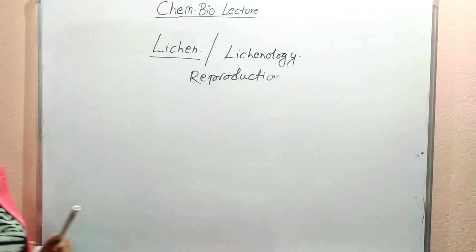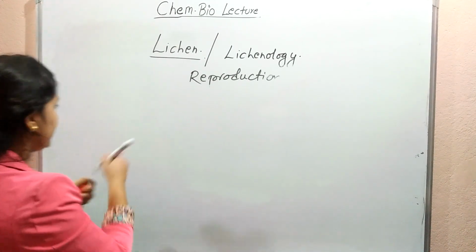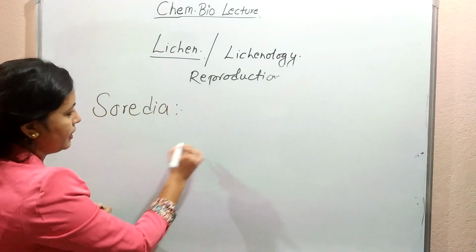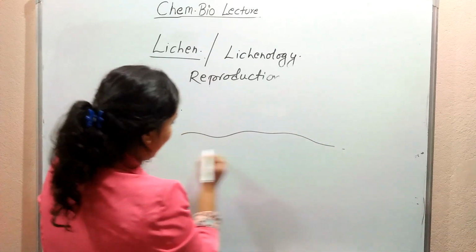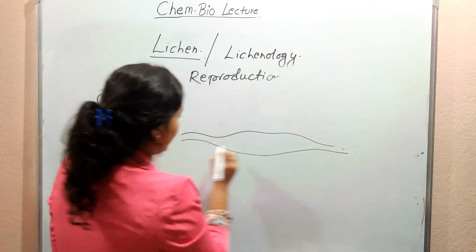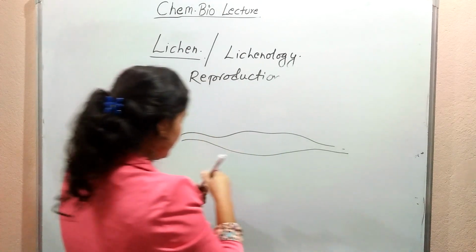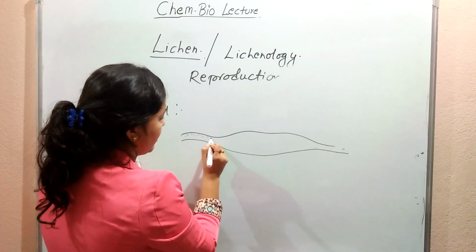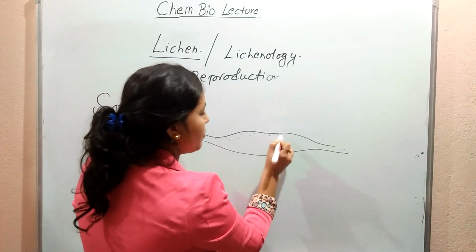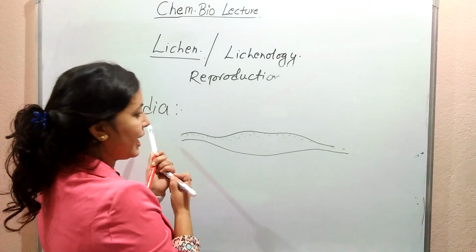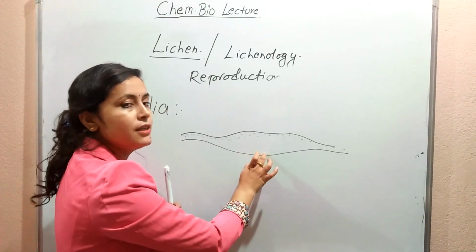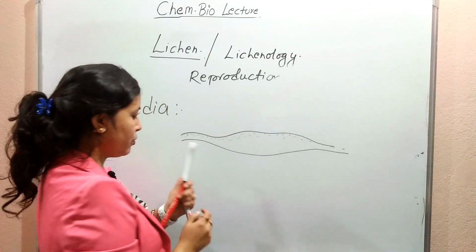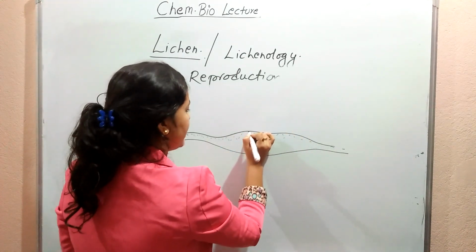Now let's see individually about the reproduction. I already discussed fragmentation. Now let's see soredia. Let me draw the structure of a thallus. The upper portion is the cortex. Below the cortex lies what? The green component I'm drawing, that is the algal component. Below the algal component lies the medulla region. Below this lies what? The lower cortex.